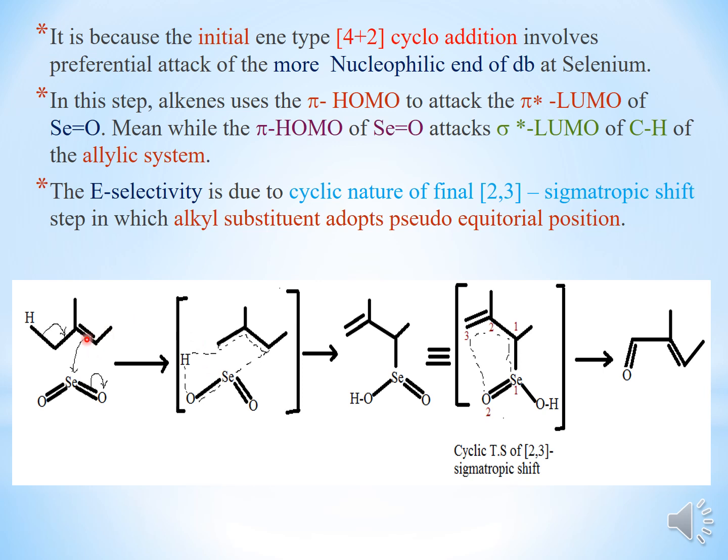And because of that, all the reaction is taking place, and the E selectivity, that is, you have studied the E and Z isomers, right? So the E selectivity is due to the cyclic nature of the final step. This is a cyclic nature, wherein you are getting these products. So it is the cyclic nature of the final 2,3 sigmatropic shift step, which will give you the alkyl substituent adopting the pseudo equatorial position. Remember, this point is very important, this and this. So the alkyl substituent will adopt the pseudo equatorial position.